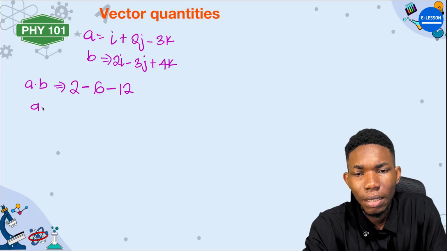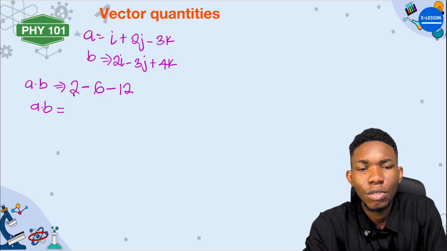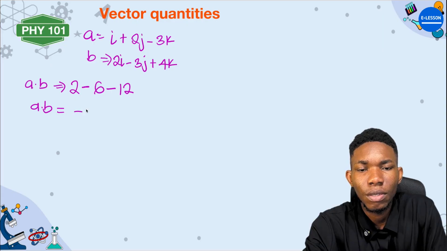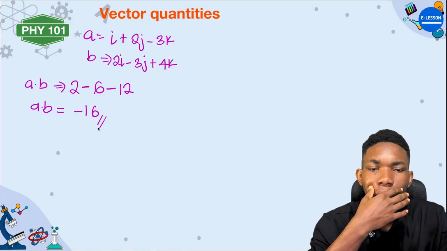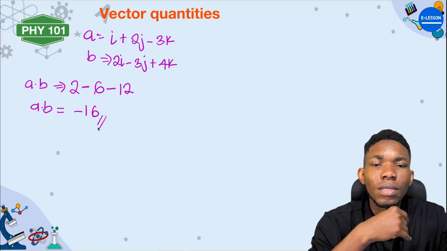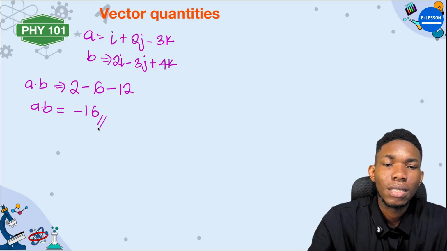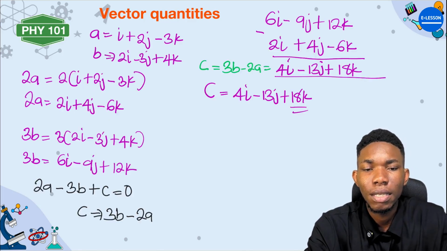So our A dot B, my dear student, will be 2 minus 6 will give us minus 4. Minus 4 minus 12 will give us minus 16. Is that understood? All right, so that is that. Now let's see the next question.